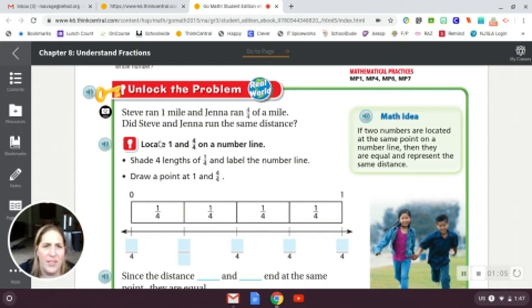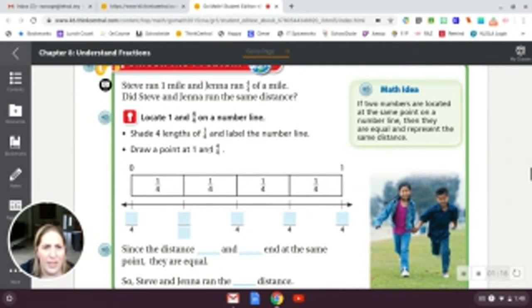So on this number line, we have Steve ran 1 mile and Jenna ran 4/4 of a mile. Did Steve and Jenna run the same distance? So we're going to look at this number line and figure out if 1 and 4/4 are the same, because we want to know, did they run the same distance? Now, you guys probably know that 4/4, because it's one number over itself, equals 1. But let's look at it on the number line too.